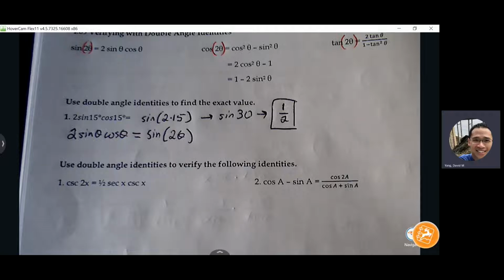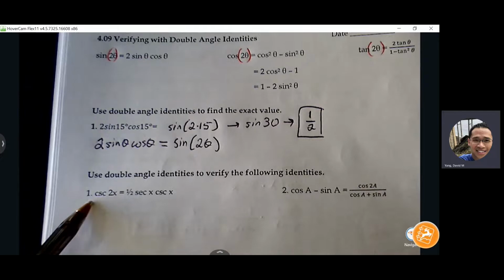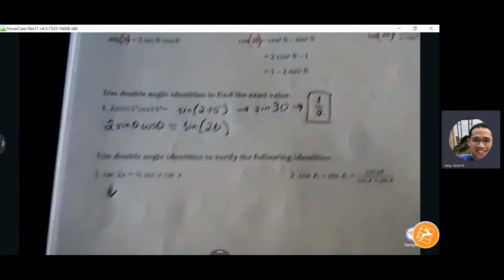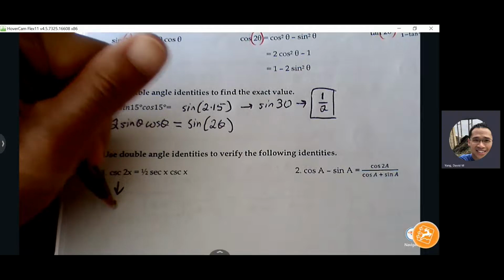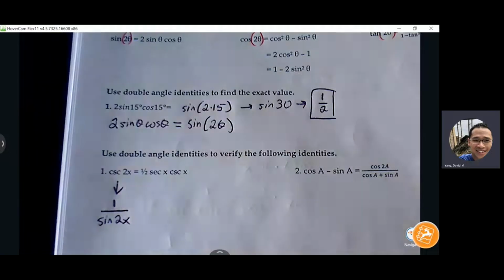Cosecant of 2x. Now, we don't have a double angle identity for cosecant, but we do have a double angle identity for what? Sine. So what's equivalent to cosecant of 2x? Yeah, 1 over sine of 2x, right? These are the same, right? And now I can expand that double angle in the denominator.